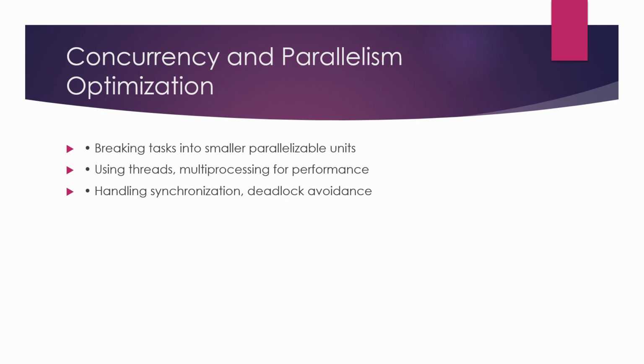Concurrency and parallelism are vital techniques for optimizing performance in multi-threaded applications. By dividing tasks into smaller, independent units, you can execute them concurrently to speed up processing. Handling synchronization and avoiding deadlocks are crucial challenges in parallelism. Optimizing concurrency models helps achieve better performance and scalability in modern applications.